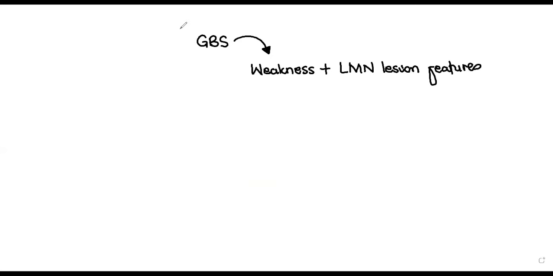Annalise? Okay, she's not here. Hanan, are you here? Good. All right. So what are the features of lower motor neuron? Annalise says her internet is messing up, so she left. Okay, all right, that's fine.